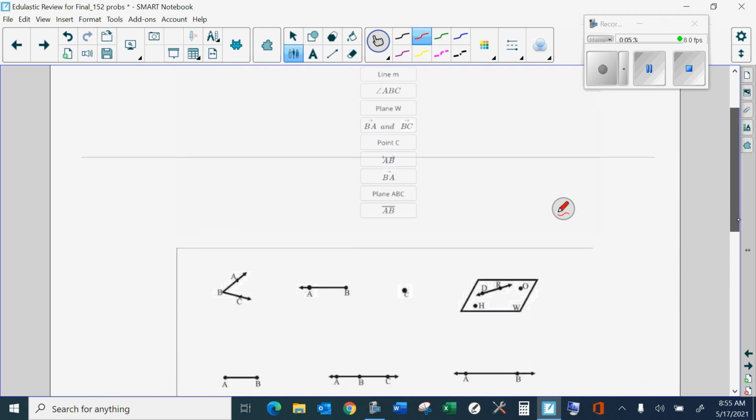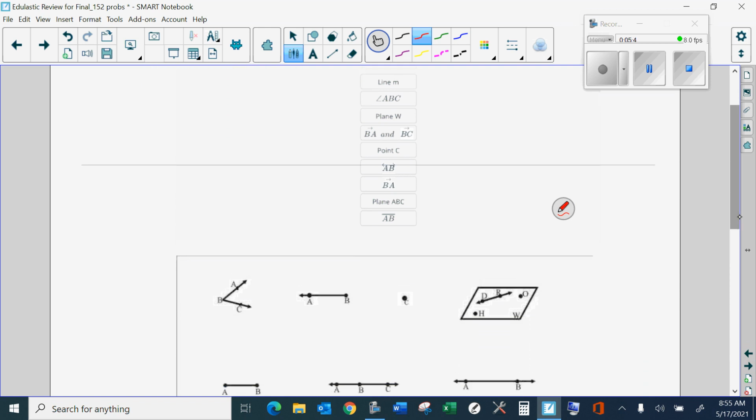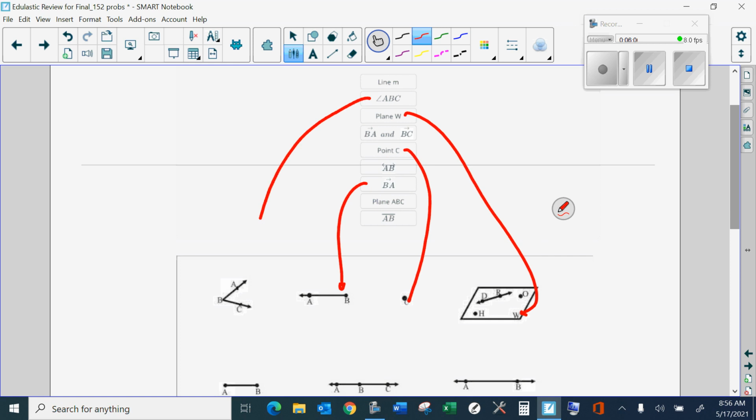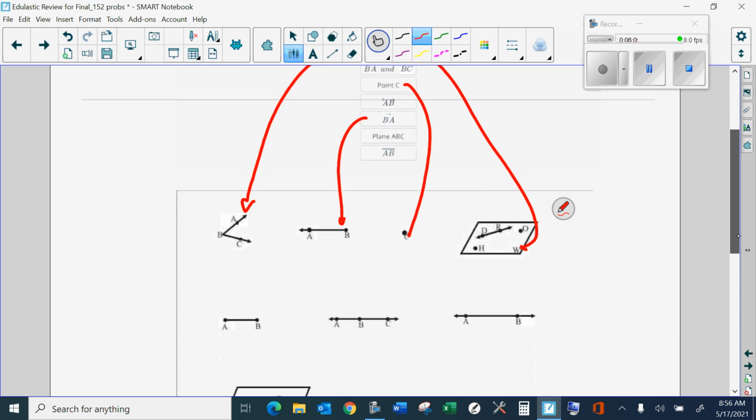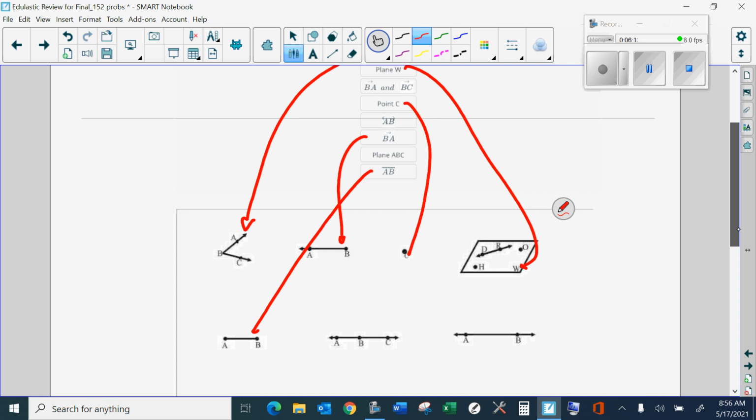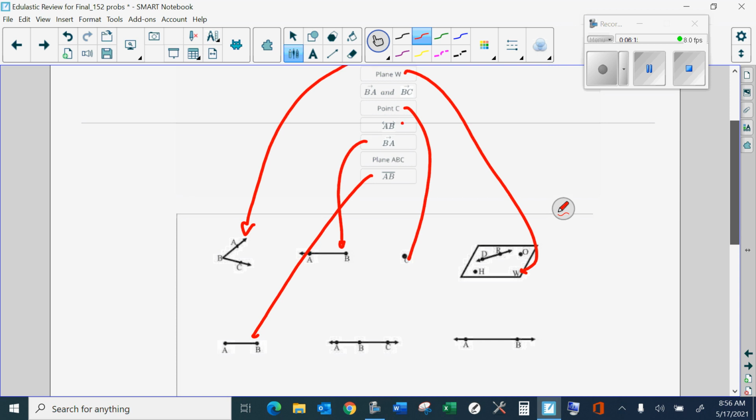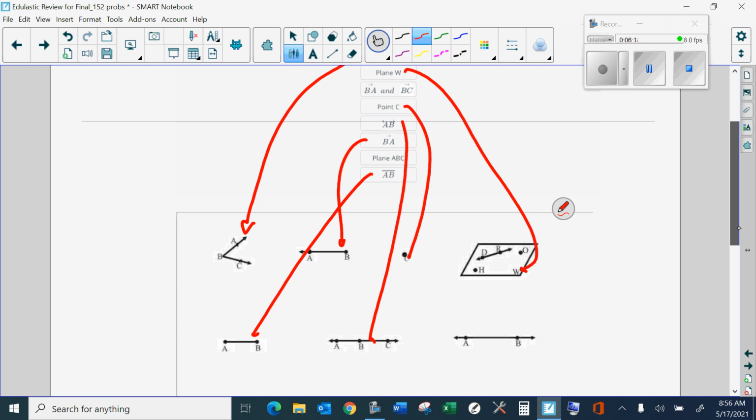Drag and drop. Okay, so you're matching up. This is a ray, so you look for ray BA. Notice its endpoint is above C. That's point C. This is plane ABC. Where's the other plane? Plane W. Remember, two ways to name a plane: a capital letter in the corner, which is not a point, or 3 non-collinear points. This is an angle, angle ABC. Right there, segment AB. Right there, line AB.